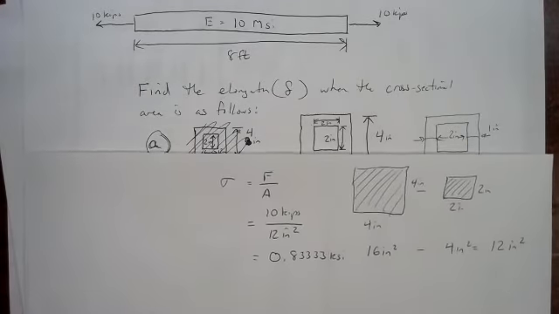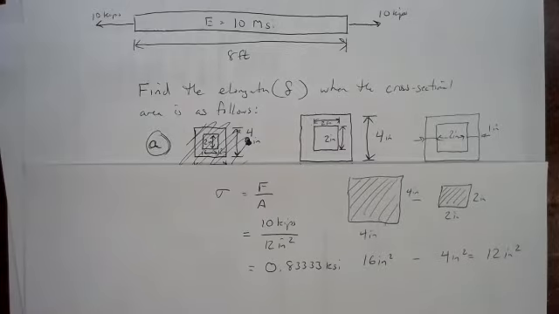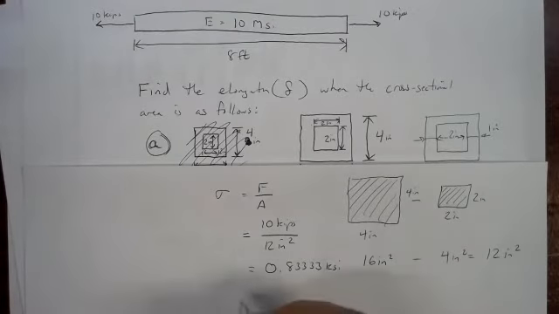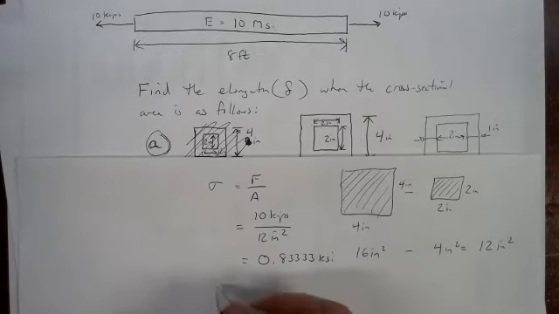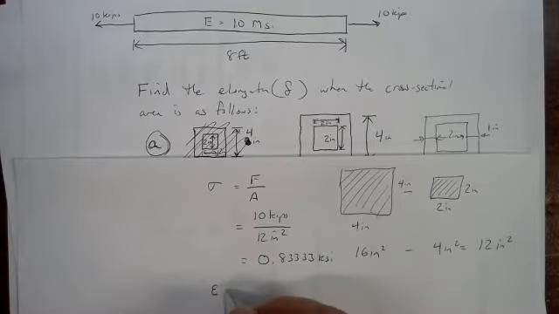Now that we know the stress, we can figure out the strain. Stress and strain are connected to each other by Hooke's law. Hooke's law says that the strain that we get is the stress divided by the modulus of elasticity. So we know how much stress we've got. That's how much force is on each square inch. The strain will tell us how much each inch grows by.